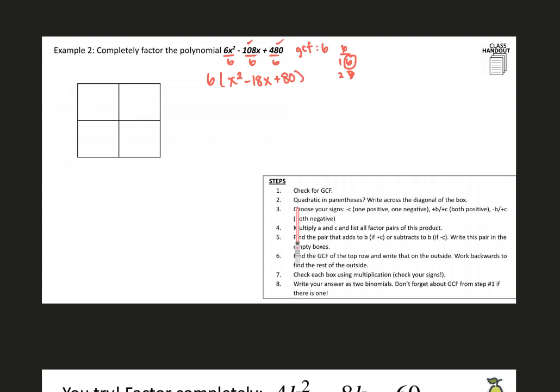Okay, next thing we do is see if we have a quadratic left over in the parentheses, which we do, which means we're going to be able to factor this more. So my final answer is going to look something like this. There's going to be a 6 out in front with 2 parentheses. This quadratic that's left over is going to go across the diagonal. So we've already factored out the 6, so that just needs to be put out in front for our final answer. What we're breaking down more is the parentheses part.